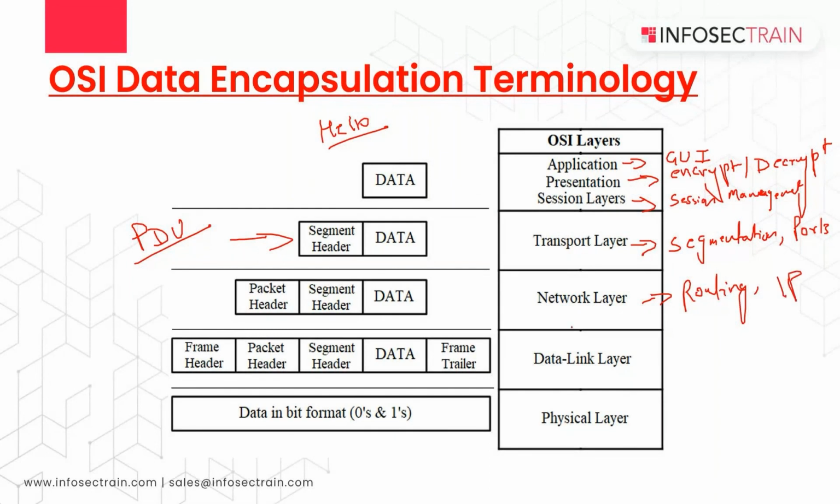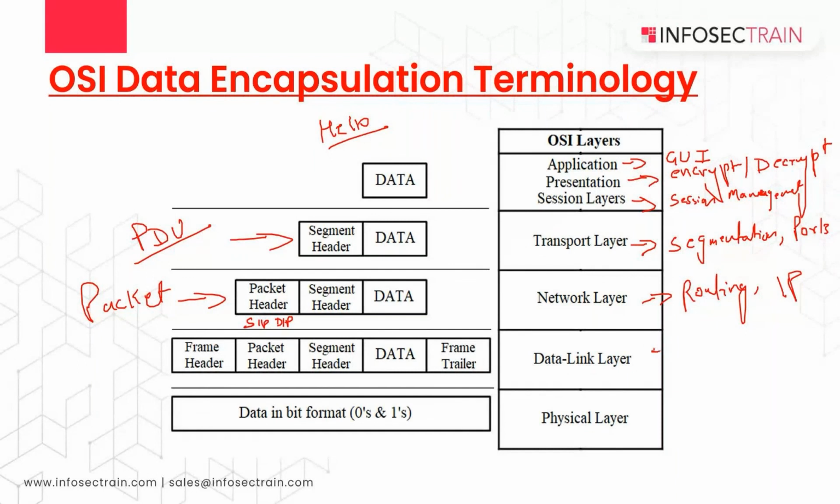So it adds the packet header, right? That means the source IP and destination IP will be added. Who is sending and where to send. So this whole thing, this protocol data unit for network layer, becomes a packet. It is called a packet here, right? Now after this, the packet goes to the data link layer.